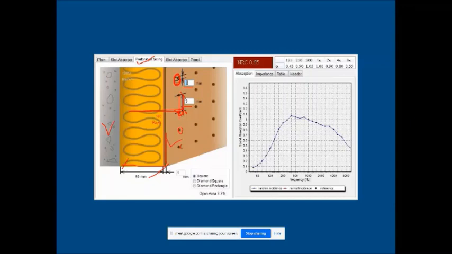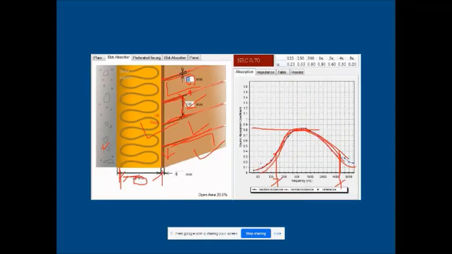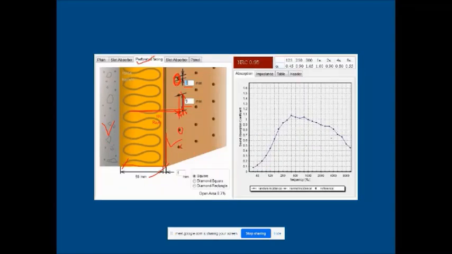You can see the graph. It was like this when we had the slat absorber. Now for perforated facing we are getting better than the previous one. So now again this is covering from 125 Hz to maybe 5000 Hz. So the sound absorption coefficient is almost 1. So for middle frequency and higher frequency, this is a very good sound absorber.